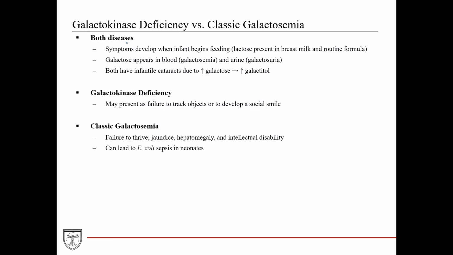So both diseases, the symptoms are going to present very early when an infant begins feeding. And again, that's because lactose is present in breast milk and in routine formula. Galactose is going to appear in the blood, galactosemia, and then also going to appear in the urine, galactosuria. Both disorders are going to have infantile cataracts, and again, this is due to the buildup of galactose, which is then getting converted to galactitol, which is toxic to the lens of the eye.